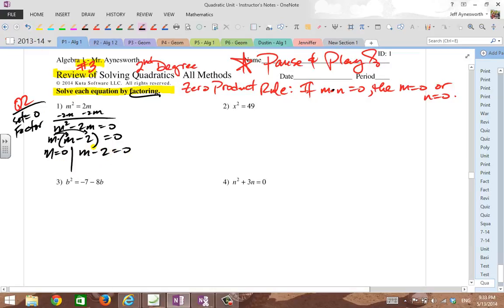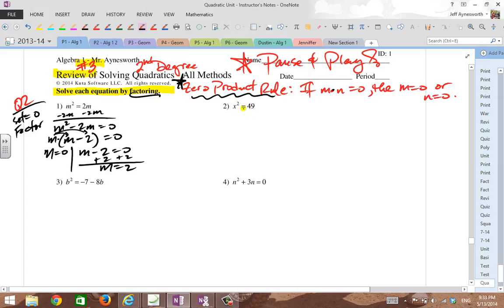m equals 0 is one solution. If we add 2, or just think about it, since 2 minus 2 is 0, m equals 2 has to be solution 2. Why? Because if I put a 2 in, 2 minus 2 is 0, and 0 times anything is 0. That's what the zero product rule is all about. The most fundamental factoring rule in Algebra 1. We even use it in calculus too.